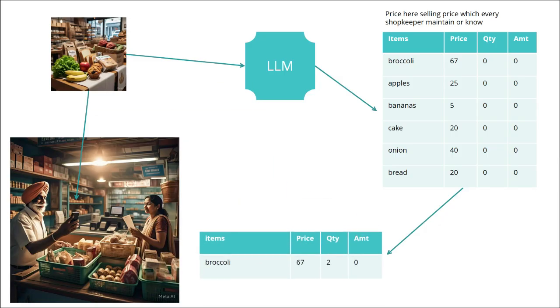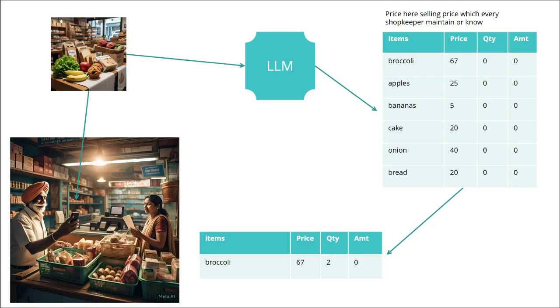As you can see, it filtered out broccoli. Why broccoli? Because in the image, the shopkeeper captured in the left corner a broccoli, bananas, apple, and there are also cake and bread. So these are the items captured by the shopkeeper, and the app filters them out from the price database, which every shopkeeper maintains. Price here means selling price.